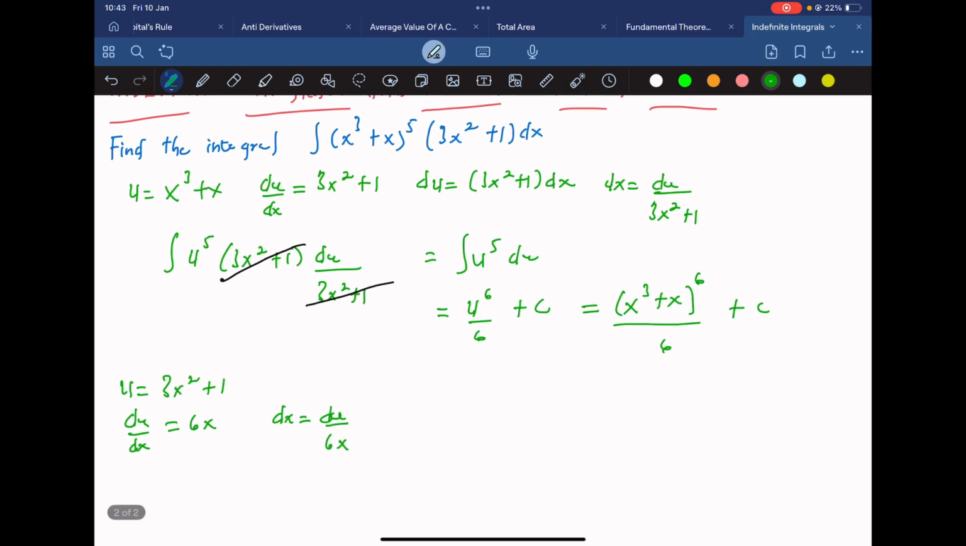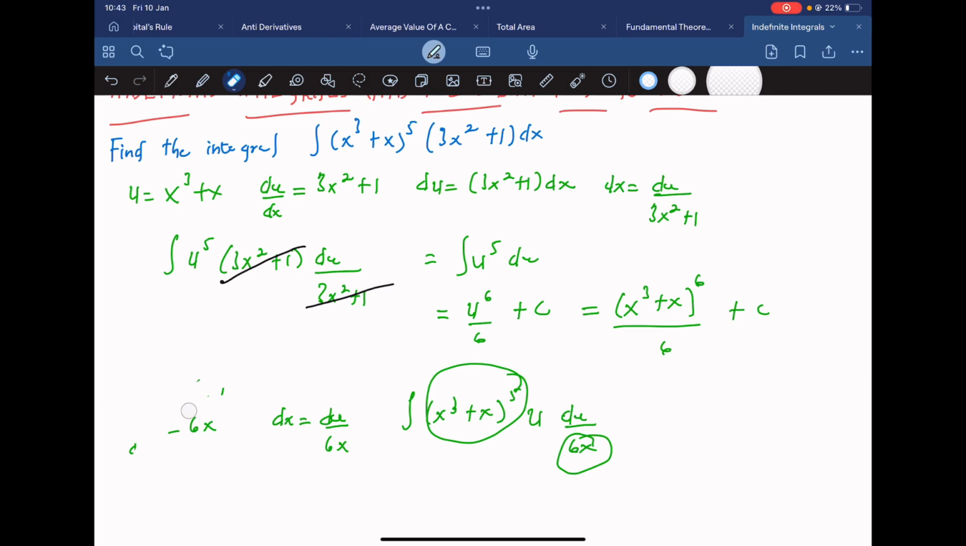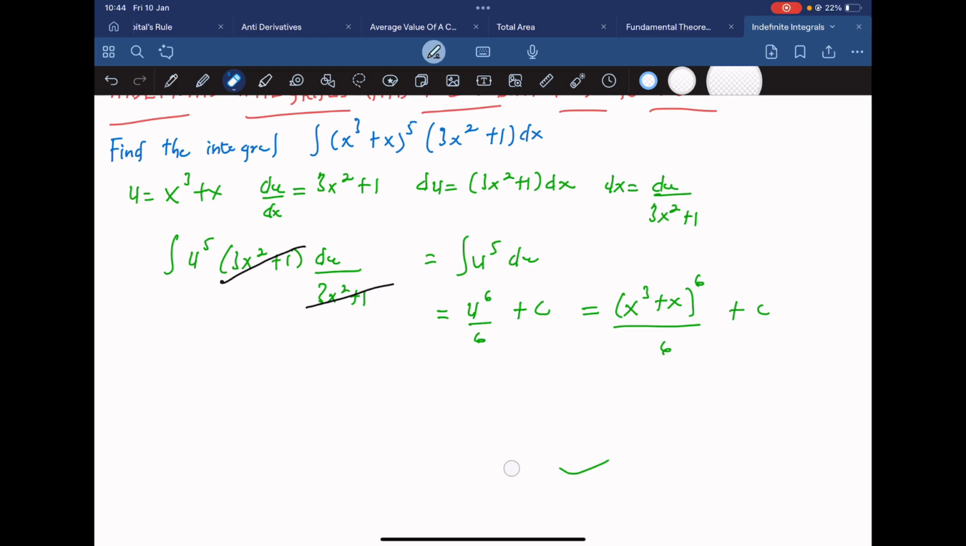Let's go back to see if we are going to have anything to cancel out. In that case, you are going to have the integral of x cubed plus x to the exponent of 5. Now, 3x squared plus 1 is u, and dx is just du over 6x. Notice that this 6x does not cancel out any term over here. In that case, the question becomes very difficult to solve. So this approach does not work, right? So you can't use this. Sometimes you can just try and test to see if the u that you picked will work.